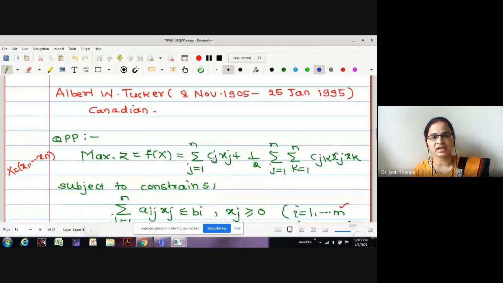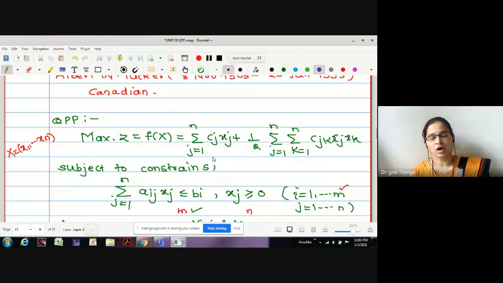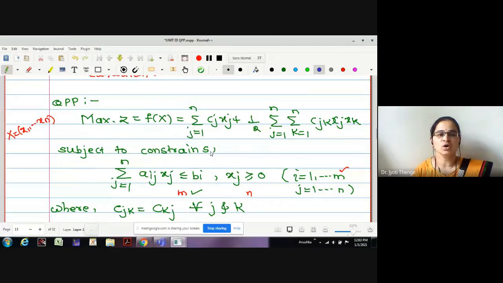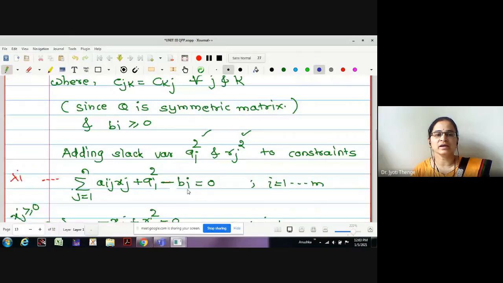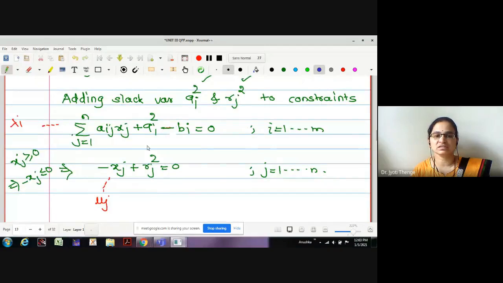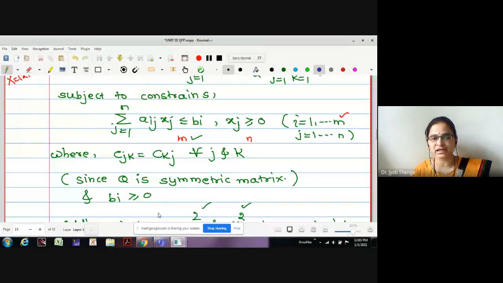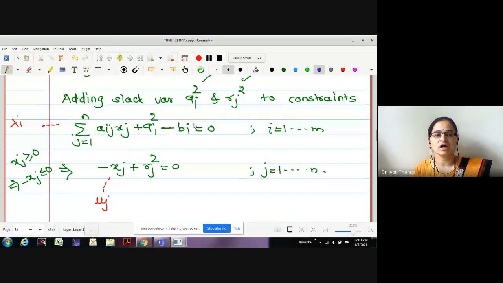In detail, in the last lecture, we discussed how to derive the Kuhn-Tucker conditions. To derive these conditions, we started with the quadratic programming problem, and whatever constraints are given to us, including the non-negativity restrictions, we convert all the constraints to equalities by adding slack variables of square type, that is qi square and rj square.